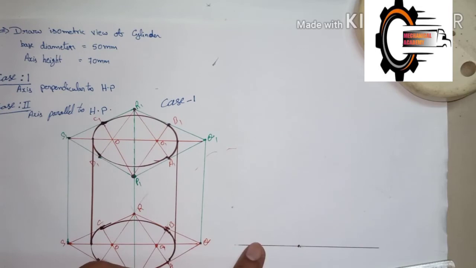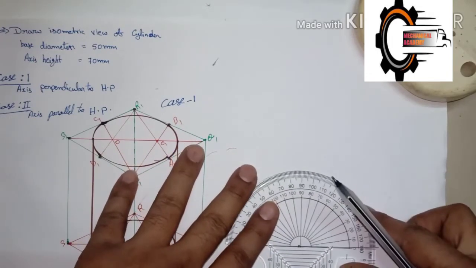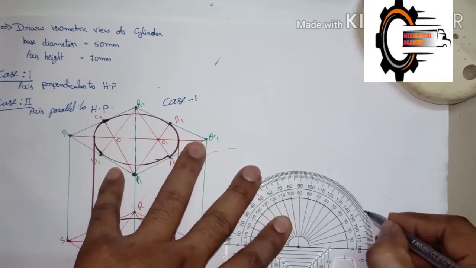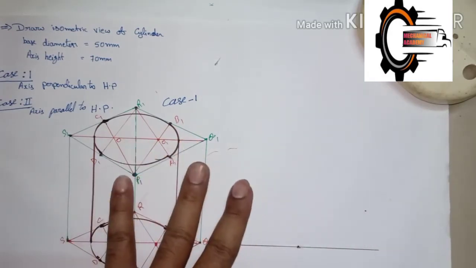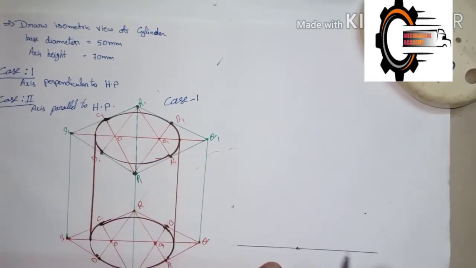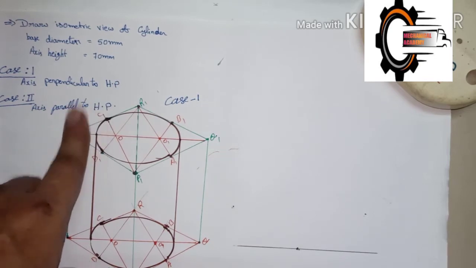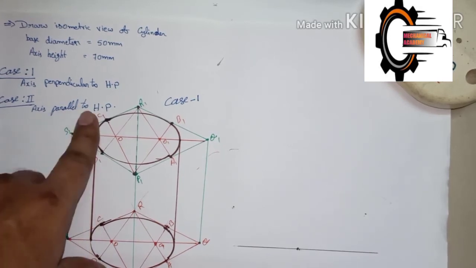Now I am going to mark a point over here. From there, first of all I take 230 degrees. So here we have one point, and here we have another one, the 230 degree points. Here first of all we have to draw one plane. The condition in case 2 is that the axis is parallel to the HP and perpendicular to the VP, or sometimes parallel to both the HP and VP. Here that means the axis is parallel to the HP.